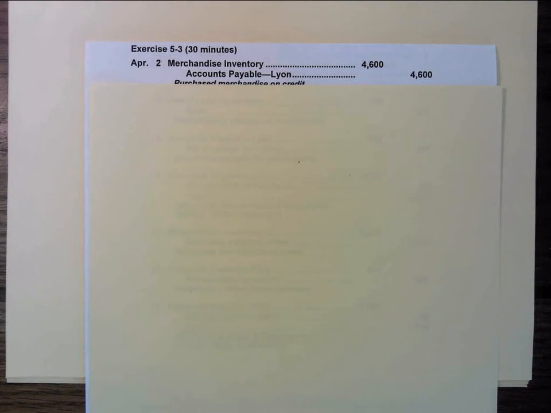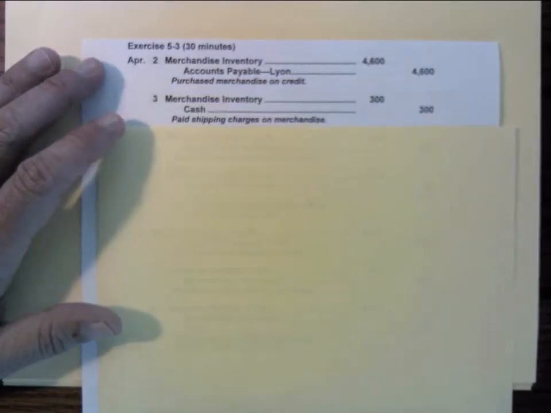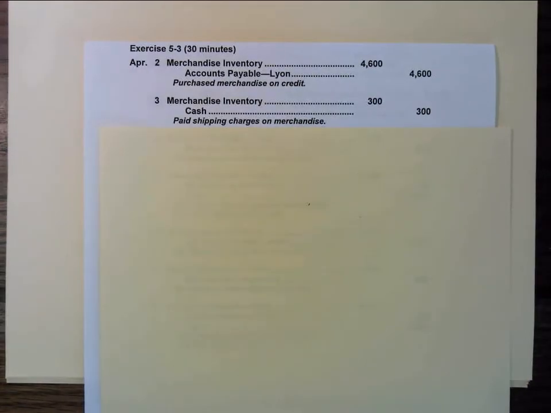Now, let's take a look at the 3rd of April. We paid $300 cash for shipping charges on the April 2nd purchase. Remember, this was free on board shipping point. We're responsible for paying freight. Here we are paying the freight. We know that that adds to the cost of our inventory, right? So I debit merchandise inventory and credit cash just to add that to the cost of our inventory, right? That's us paying the freight company to buy that $4,600 worth of merchandise inventory. So right now our merchandise inventory is sitting at what? $4,900, right?